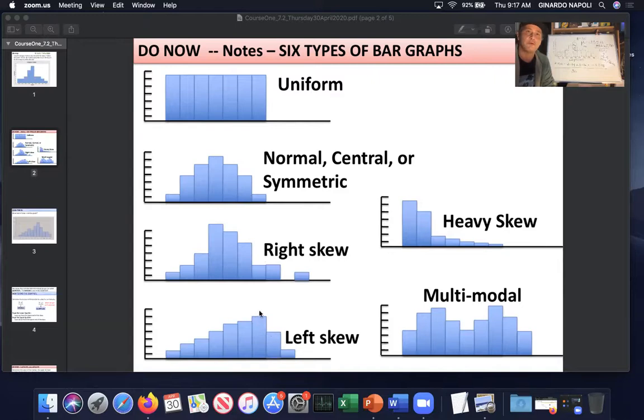Whereas here with the left skew, you have the highest bar, the mode, and there's more to the left, and that means the mean is shifting to the left. Heavy skew is when you have the mode and there's nothing on one side and all the bars are on the other side. So this would be called heavy right skew.